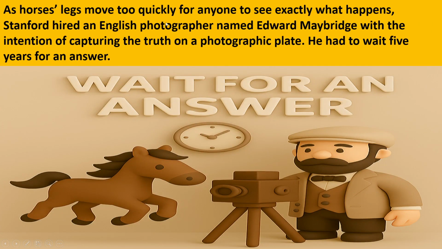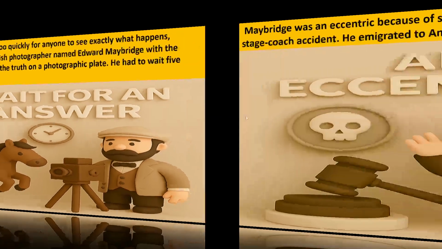As the horse's legs move too quickly for anyone to see exactly what happens, Stanford hired an English photographer named Edward Muybridge with the intention of capturing the truth on the photographic plate. He had to wait 5 years for an answer. Muybridge was a photographer. He hired him to take the photo while the horse is running on the race course. But to get that photo, he has to wait for 5 years. Why? The reason is here.